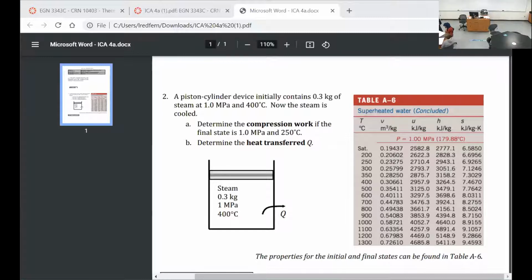So if you're given a problem where you don't know volume or you don't know anything about pressure, you just know it's constant, you can look up your enthalpy values here. Or if you're given a problem that gives you enthalpy, you can use this, or if you're given a problem that's asking you to find the final enthalpy, you can use this here.